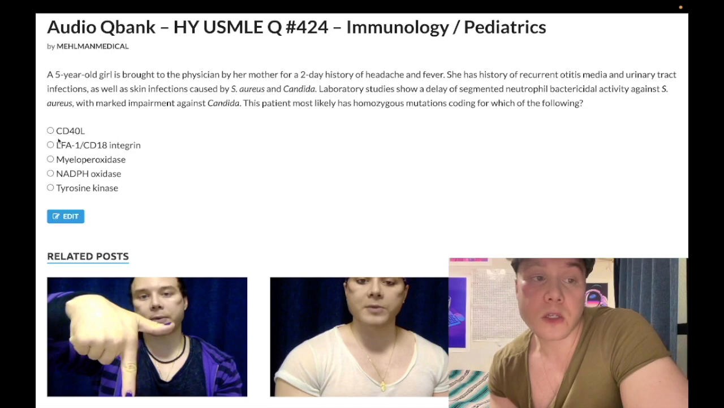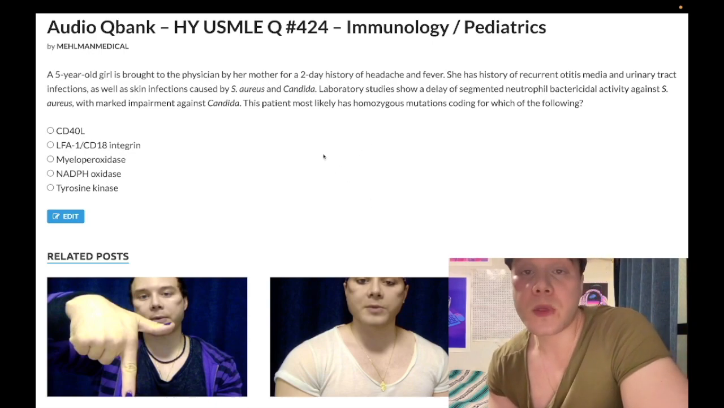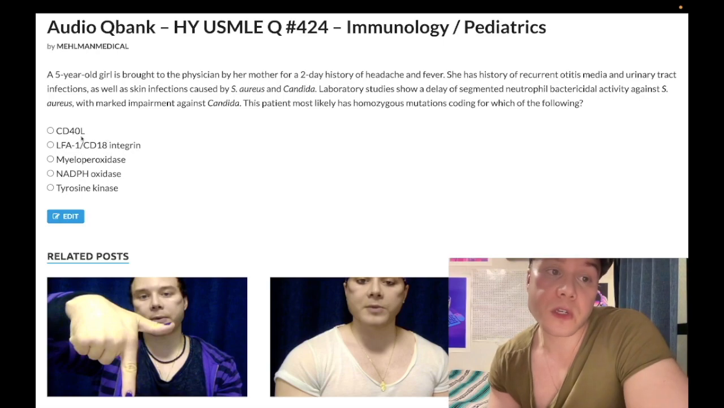Choice A, CD40 ligand, wrong fucking answer. This refers to hyper IgM syndrome. What the USMLE will do for hyper IgM syndrome is give you a big fucking paragraph of some nebulous immunodeficiency presentation. You'll say, don't know what's going on here. And then they'll show you the IgM is super elevated and the other immunoglobulins are low. And you'll say, well, okay, obviously this is hyper IgM syndrome. Then the answer will be deficiency of CD40 ligand.